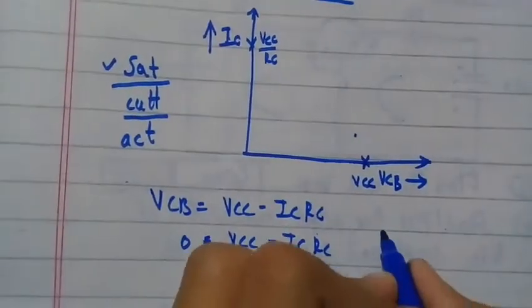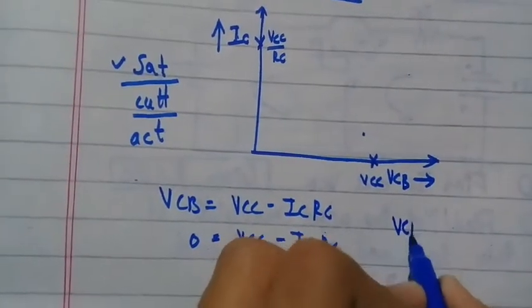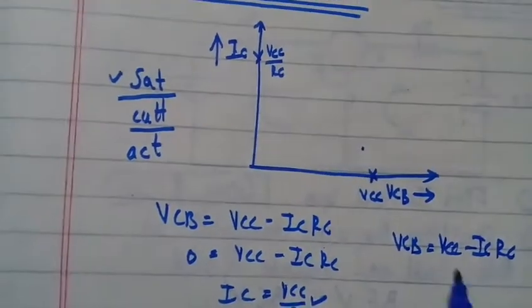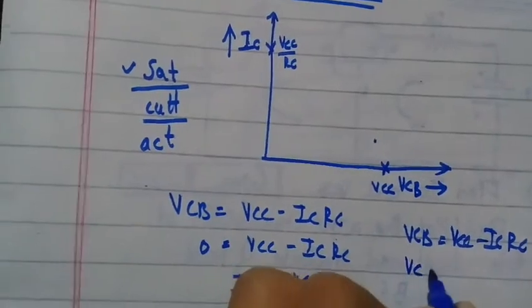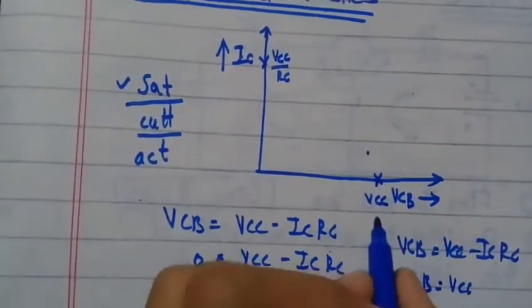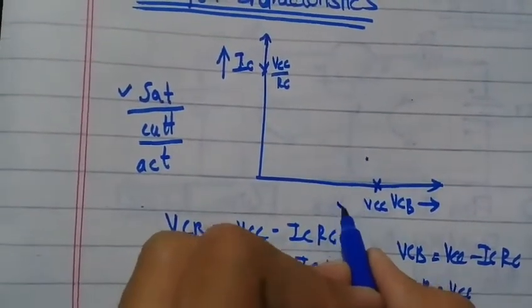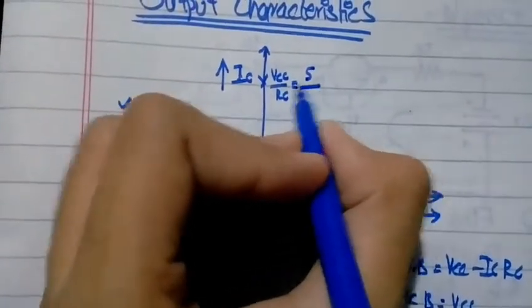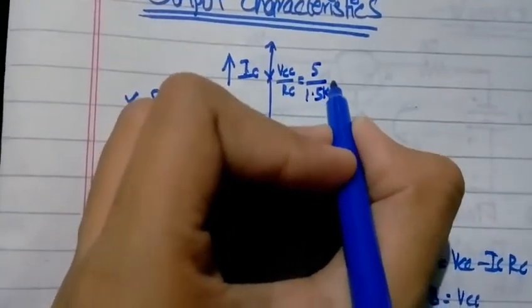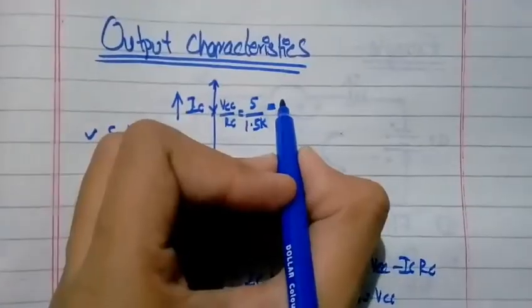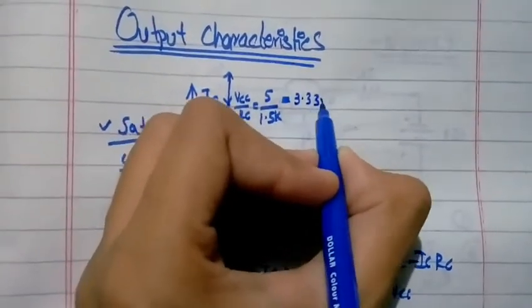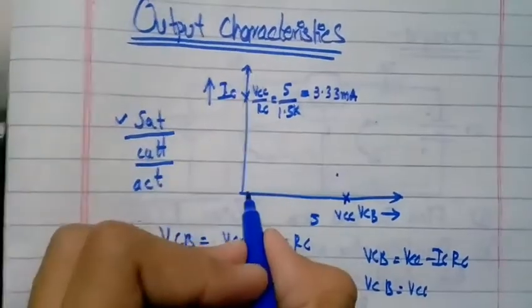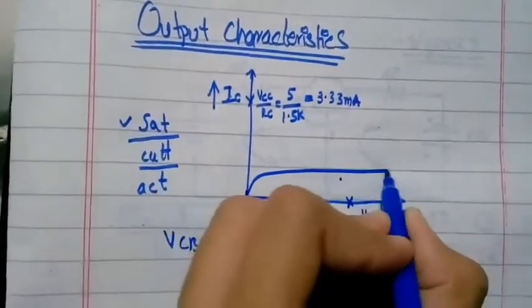And in the cutoff region, VCB will be equal to VCC minus IC into RC. In the cutoff region IC will be equal to 0, so therefore VCB will be equal to VCC. VCC will be 5 volts, and VCC over RC is 5 volts divided by 1.5 kilo ohms, which will be equal to 3.33 milliamps.